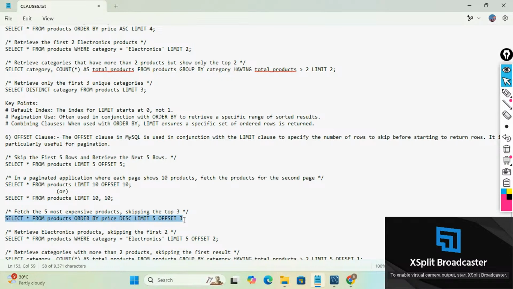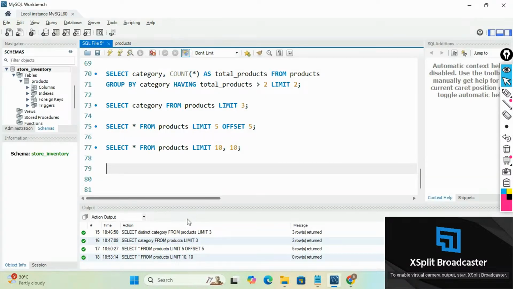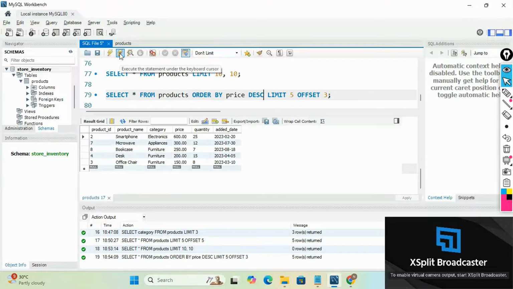Then next example, I'm using 3 clauses at a time. I'm ordering the data based on the price column. Performing the order by clause based on price column, but in which order? Descending order. Offset 3, so the first 3 records will be skipped, and the next 5 records will be returned. Limit 5.